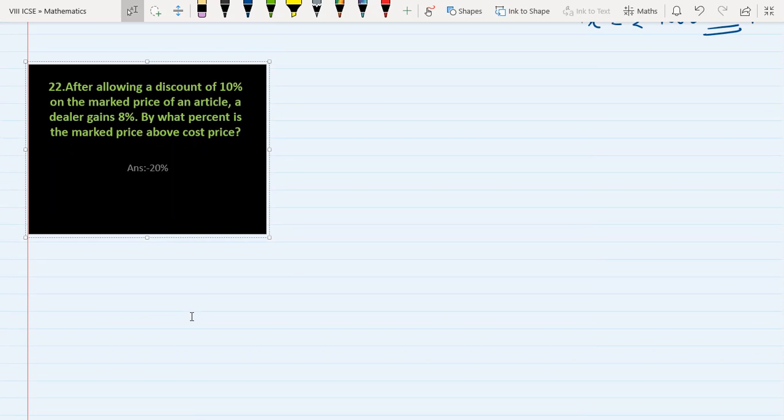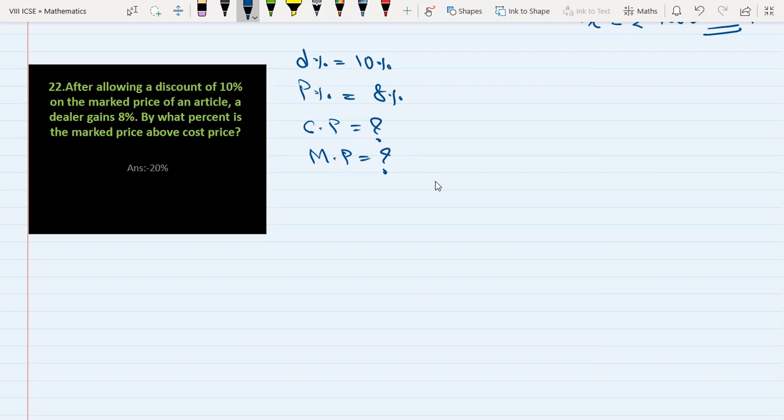Very nice question. They are saying after allowing a discount of 10%. So discount percent is given. Discount percent is how much? 10%. On the mark price of an article, a dealer gains 8%. Profit percent is how much? 8%. By what percent is mark price above cost price? So we don't know the cost price and we don't even know the mark price also. So will X method be helpful here? Yes, we can definitely do it with X method.